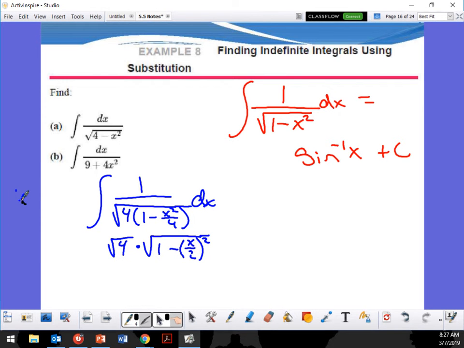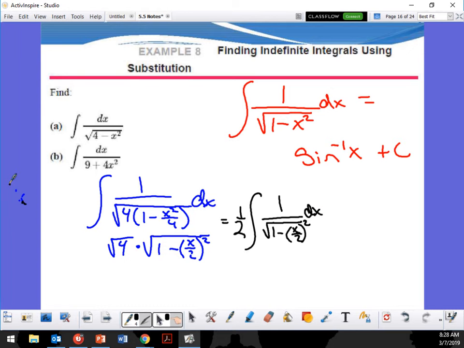So from there, that means that I'm gonna have a 1/2 in front of this, right? So if I do that correctly, it's gonna become 1/2 integral of 1 over square root of 1 minus x over 2 squared dx.